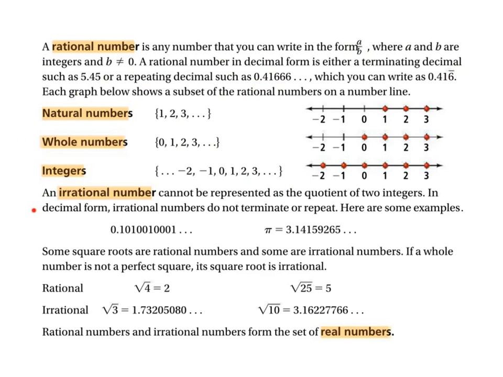If it's not a rational number, it's an irrational number. And we don't have any designation for any irrational numbers, no subsets. Just call them irrational numbers.